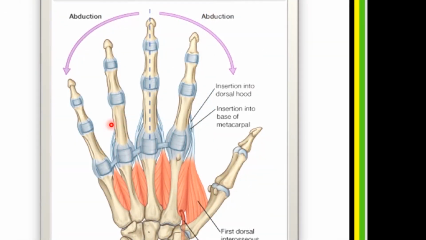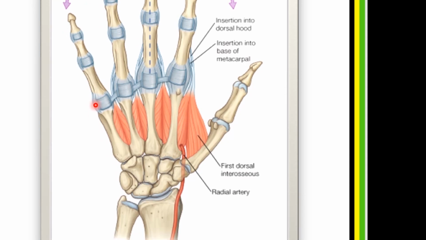Now the middle finger can abduct either medially or laterally with respect to its long axis, and consequently has a dorsal interosseous muscle on each side. We have a dorsal interosseous here and a dorsal interosseous there. So the middle finger can move either to the right or to the left. The thumb and the little finger have their own abductors in the thenar and hypothenar muscles respectively, and therefore they do not need dorsal interossei.